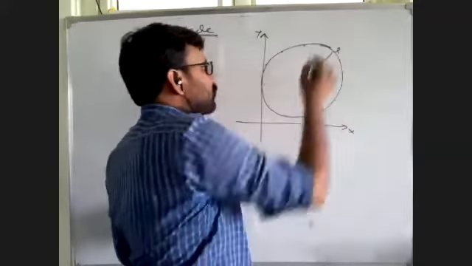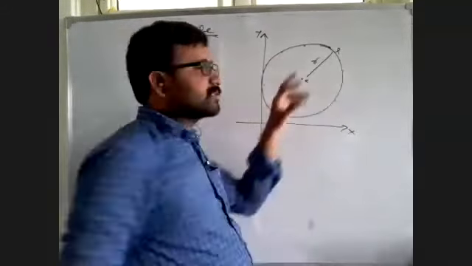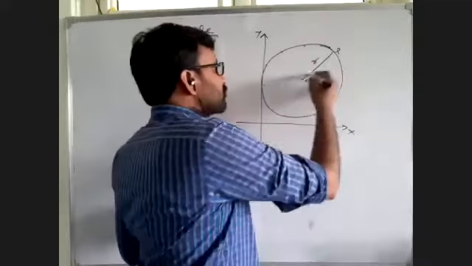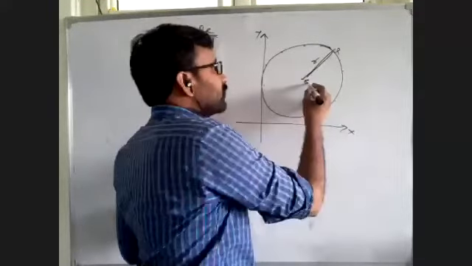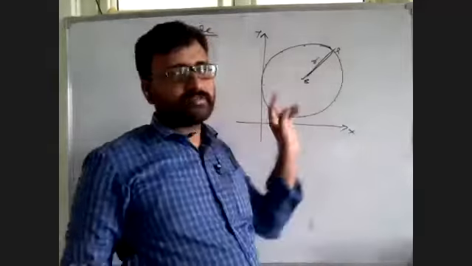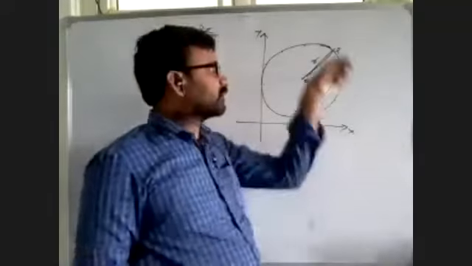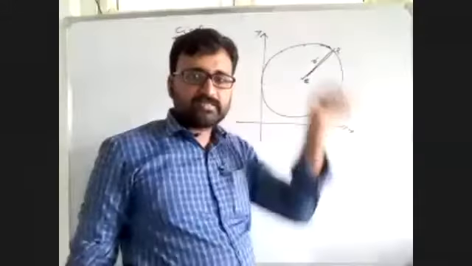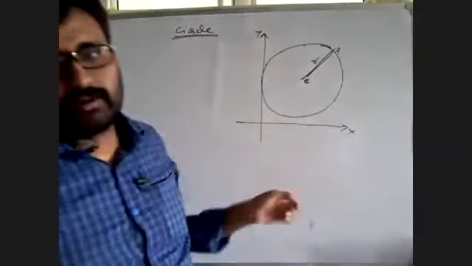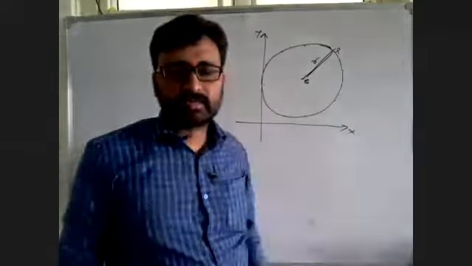That locus is nothing but what? Circle. This fixed point is called what? Center. And this R is called what? Means distance is called what? Radius. And this P is any point on the circumference, any point on the locus, any point on the circle.